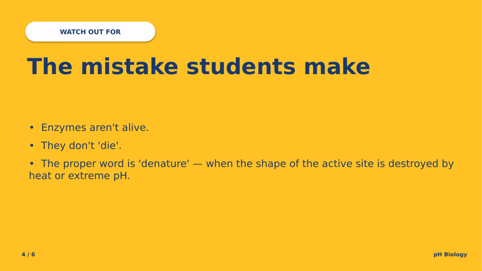Common slip: enzymes are not alive. They don't die. The proper word is denature, when the shape of the active site is destroyed by heat or extreme pH. And don't say enzymes work on all foods. Each enzyme catalyzes one specific reaction. Choose the wrong one and nothing happens.